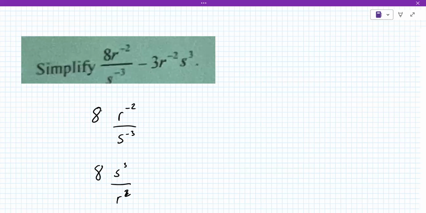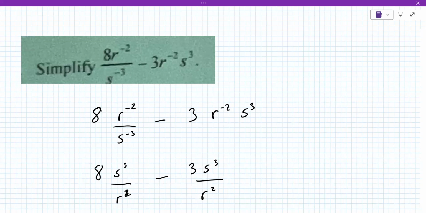Uh-huh. And then for the other one, it's kind of the same thing. If it's negative, it goes to the bottom. So like 3 s cubed r squared. Yes.